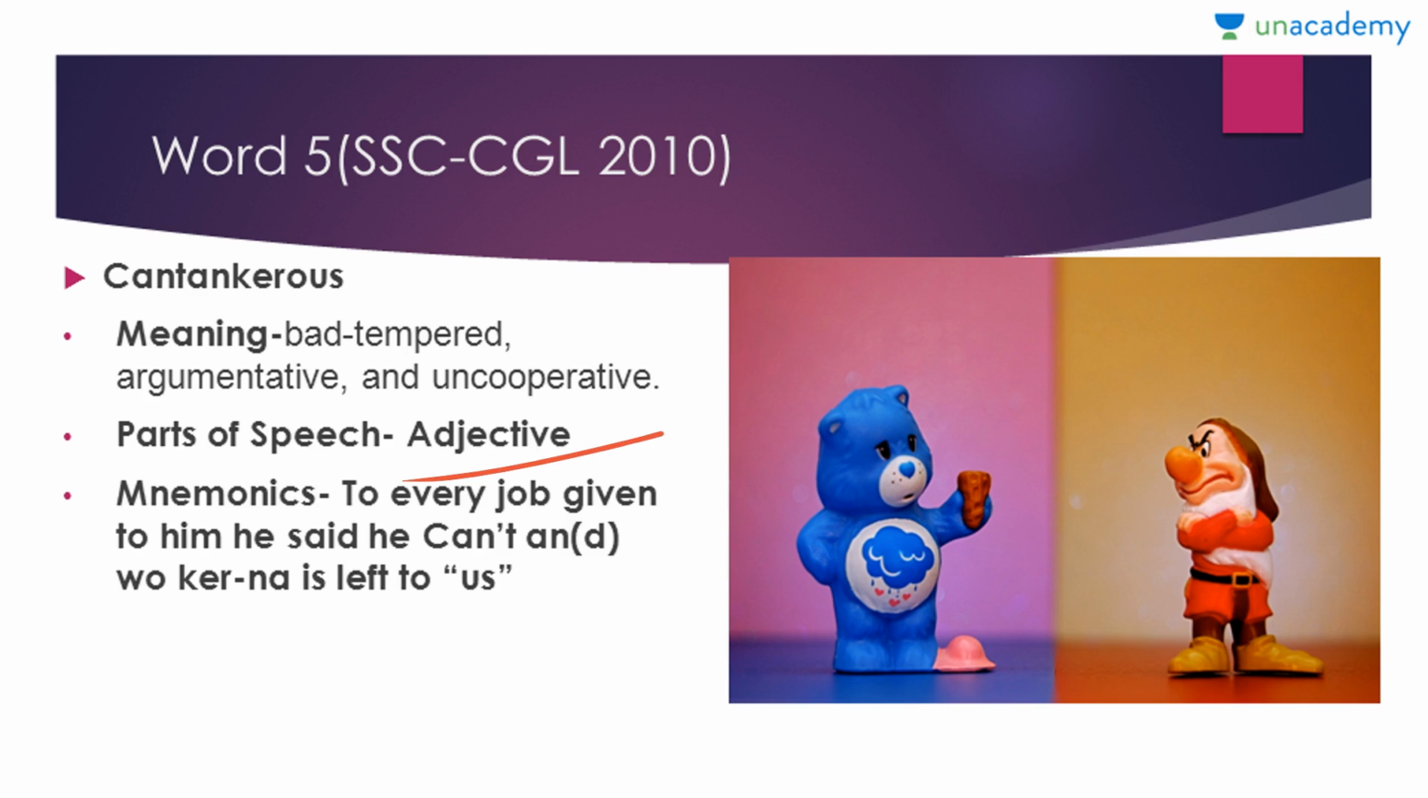So let's see the mnemonic technique here. To every job given to him, he said he can't. So this word can't, uncooperative. You see, can't, he can't. He is uncooperative. And wo karna is left to us. So the word wo karna, us kaam ko karna, is left to us. So you see, the entire word is almost here, apart from that single letter o. Apart from the single letter, the entire word is here. So if you remember this sentence, you can remember the meaning of the word and also the spelling of the word.